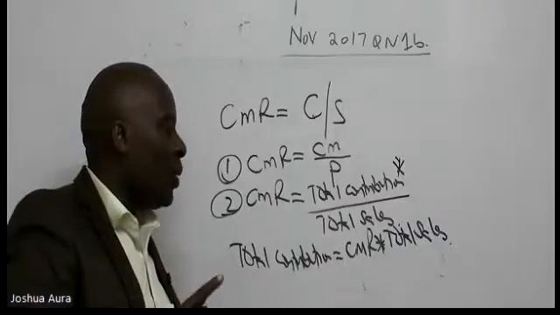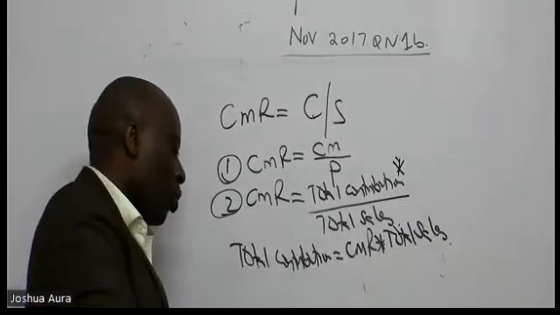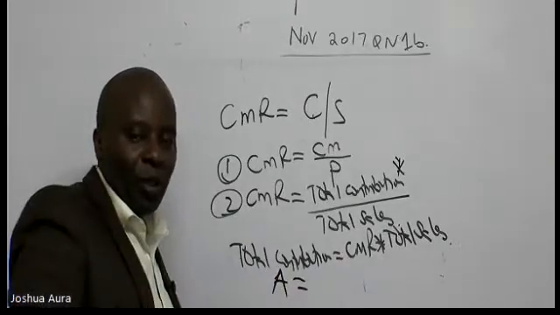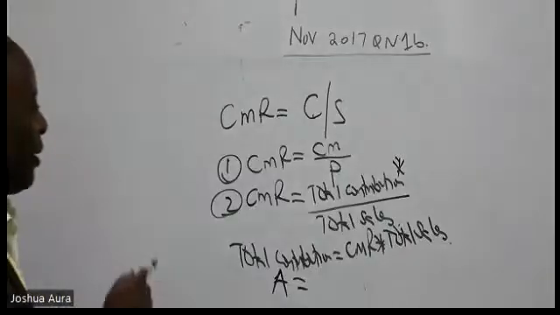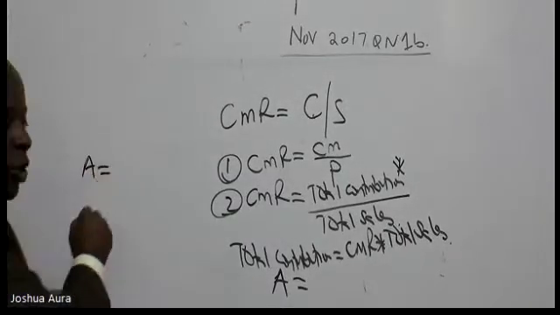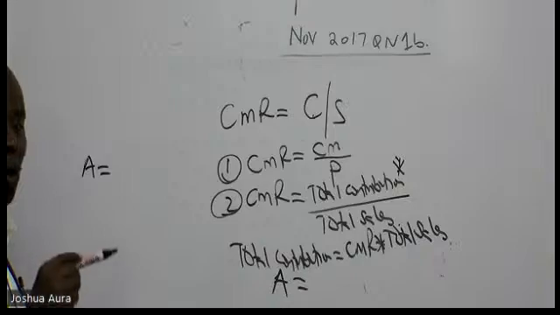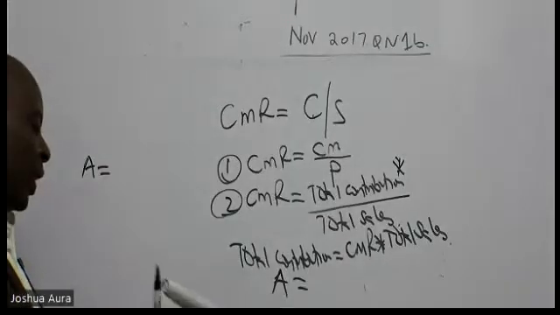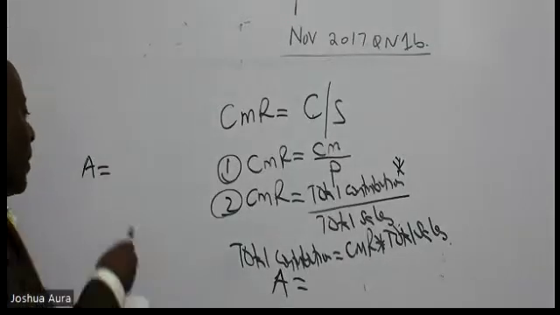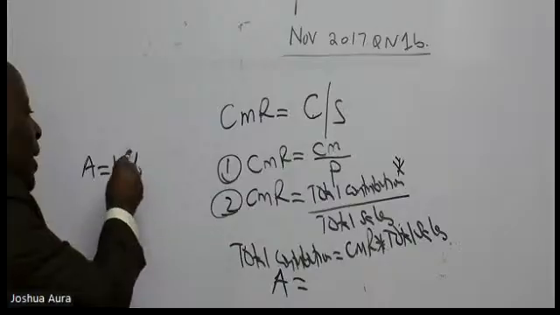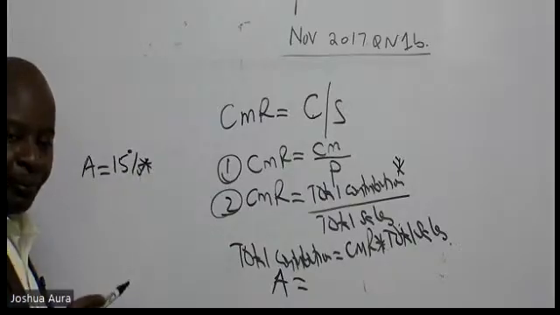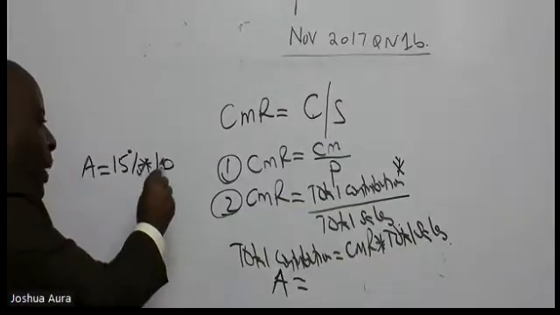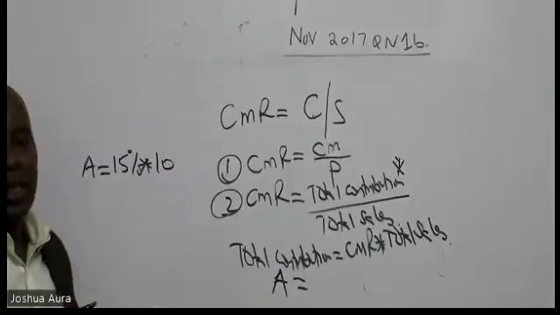So then could you kindly give me the total contribution from the first product, known as product A? To get the total contribution from product A, I will pick the CMR of A, which I can see there is 15%. So I will take 15% times the total sales of A. The total sales of A is 10 million. So can somebody give me this figure?